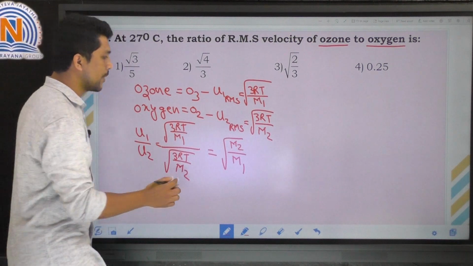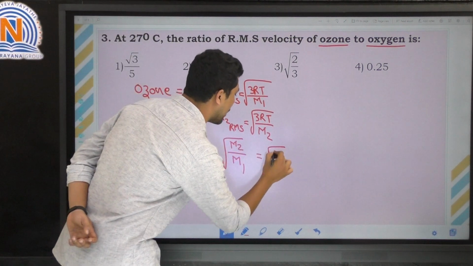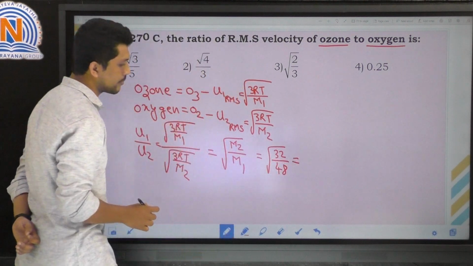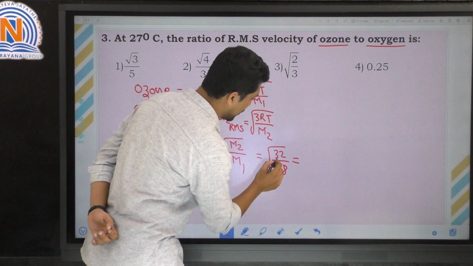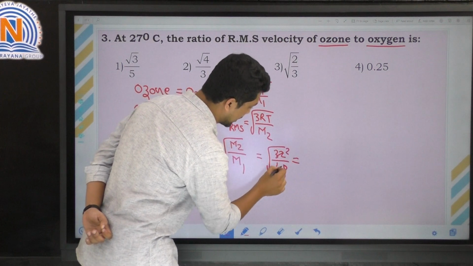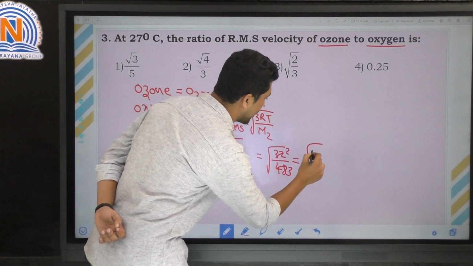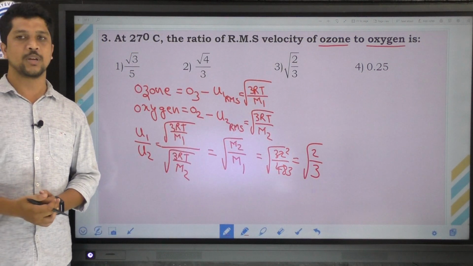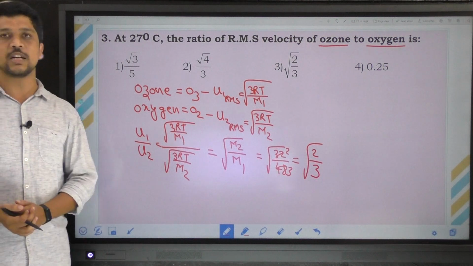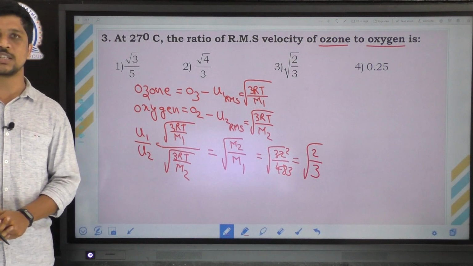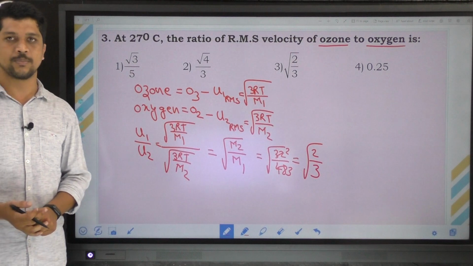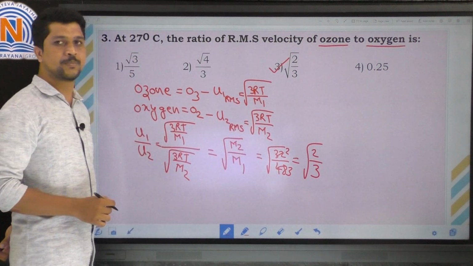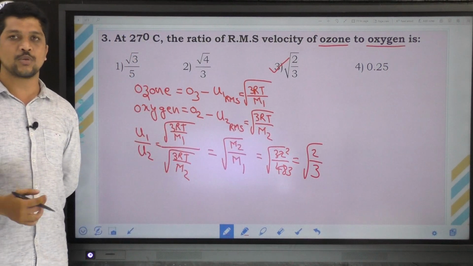Clear? So this will be root over 32 by 48. So 16 times 2 and 16 times 3, so root over 2 by 3. At 27 degrees centigrade, the ratio of RMS velocity of ozone to oxygen is root over 2 by 3. So the correct option is the third option. Clear? Let's move on to the next question.